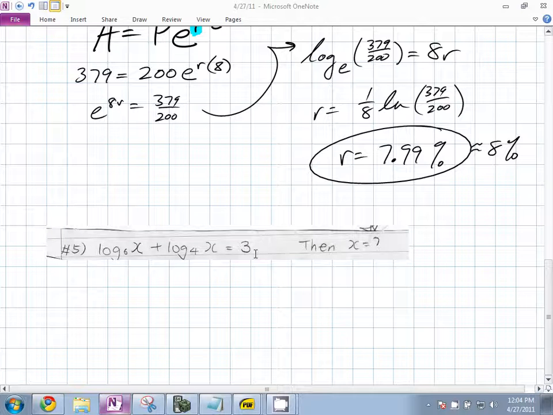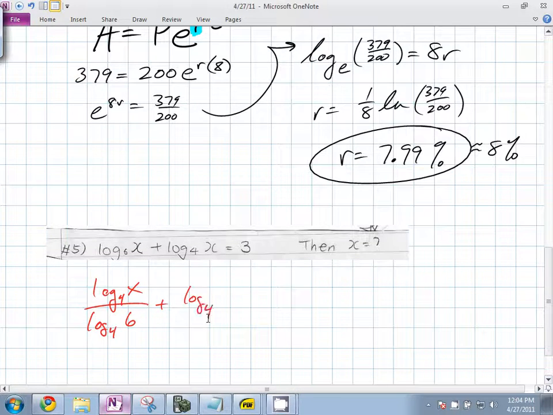What base do we want to aim for? Nah, we don't have to add in a third base. No, we don't have to add in a new base. Let's use 4. Let's use the smallest number. So we have log base 4 of x over log base 4 of 6 plus log base 4 of x equals 3.